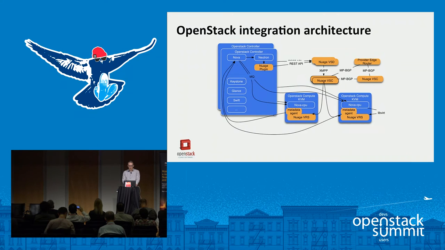So going into a little bit more detail, we have the Nuage plugin talking via a REST API to the VSD. There is an XMPP message bus to the scale-out controller layer. And then on each compute node, we have a Nuage VRS and a Nuage metadata agent. And I'll come back to why that's important in a minute or two.